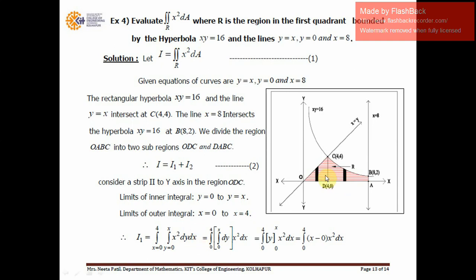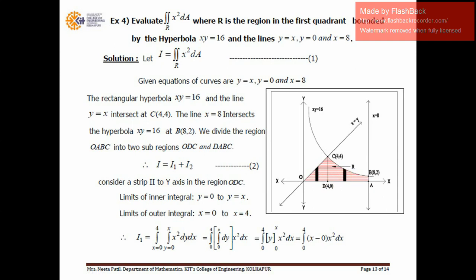for x or y. For that we divide this region into two sub-regions. To get these two sub-regions, through this point of intersection you draw a line perpendicular to y-axis and divide the whole region into two sub-regions, first ODC and the second region DABC, and we have to evaluate this integral separately in the first region and in the second region.